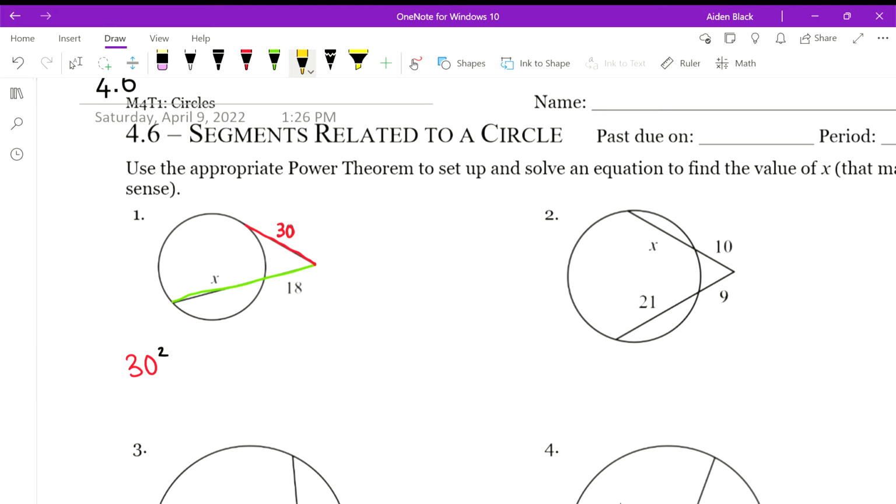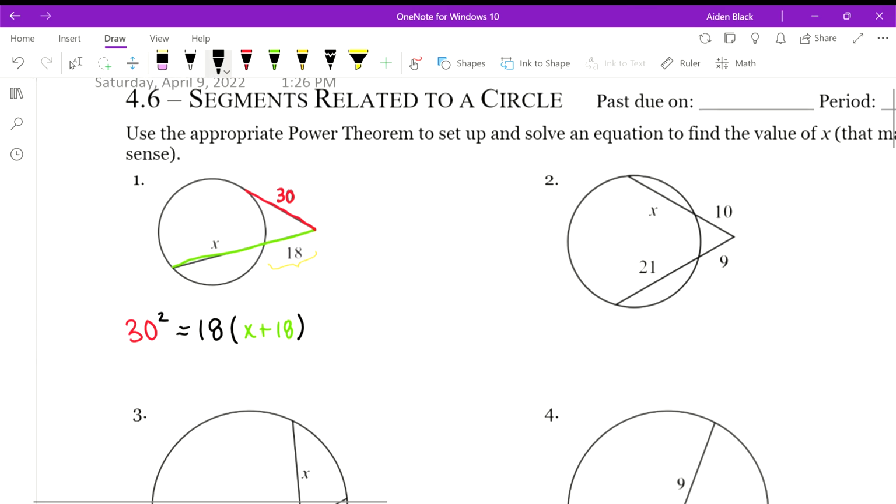the external part, so 18, times the entire secant segment. So if you look at that entire secant segment, it's not just x or 18, it's x plus 18. So x plus 18. And I'll do this in green so you can tell. X plus 18. So that's what that theorem states.